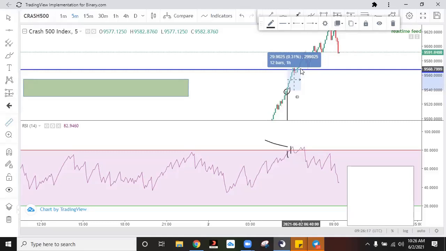Price is still going higher and higher. Remember, this is 5 minute time frame. This is 12 bars, right? When you say 5 minutes, 5 times 12 is like 60 minutes. That's about an hour. Price was still willing to go higher and higher for about an hour.